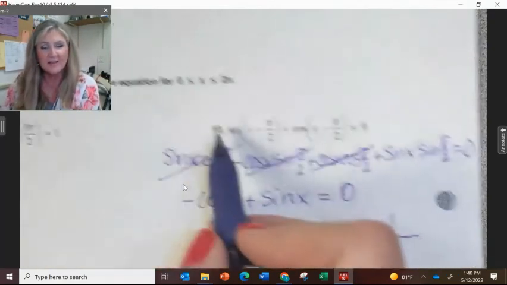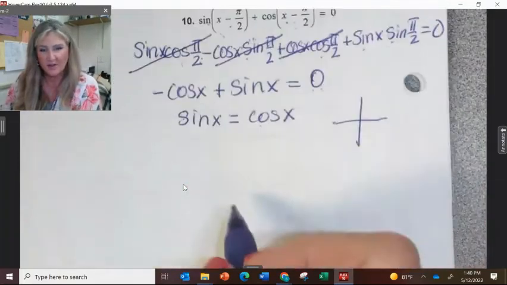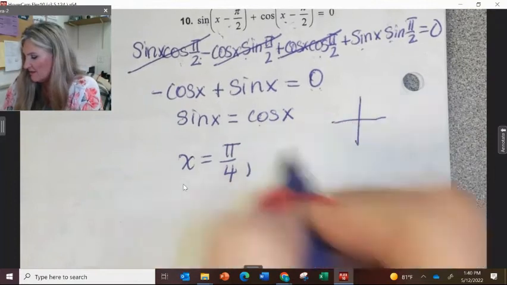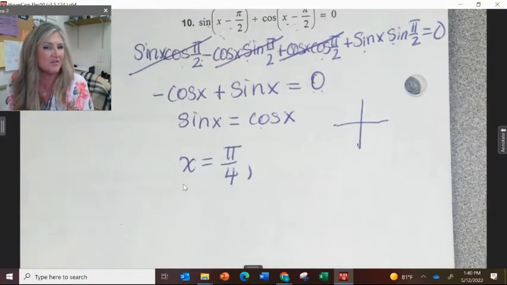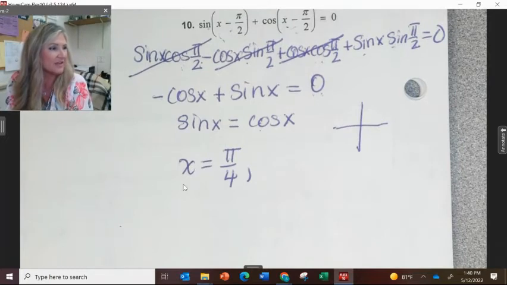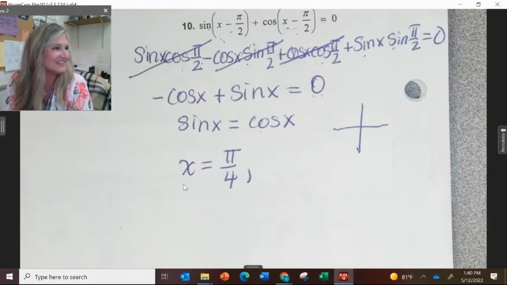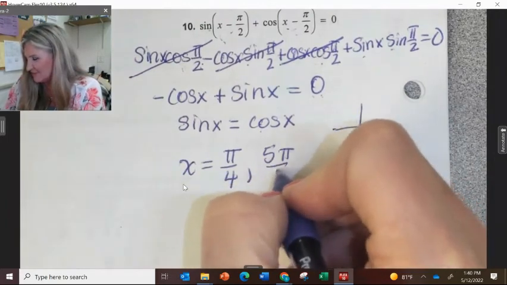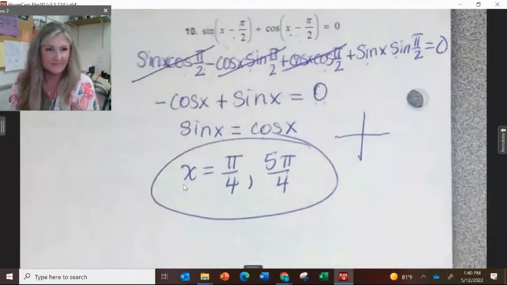45, okay. Look at our directions now. Okay, great. Pi over 4, I agree. Is there another place on the unit circle where sine and cosine have the same answer? 3 pi over 4, do you guys agree? No. No? Uh-oh. 5 pi over 4. 5 pi over 4. And those would be our two answers.